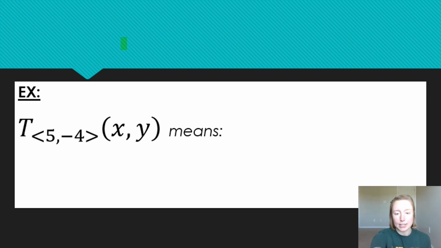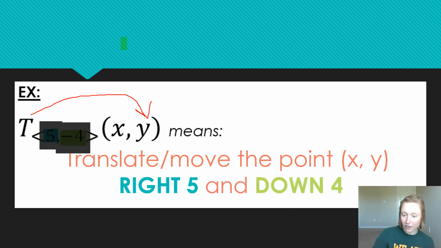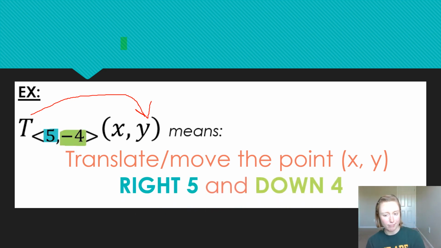So we take a look at this. It says T, and then in brackets 5, -4, and then in parentheses XY. And we want to know, what does this mean? So that first letter, the T, automatically tells us that it's a translation or a shift, which means that we're translating or moving the point XY. See how we have this XY at the end? So it means we're translating that point XY. And then the 5, -4 tells me that I'm moving 5 on X and -4 on Y.